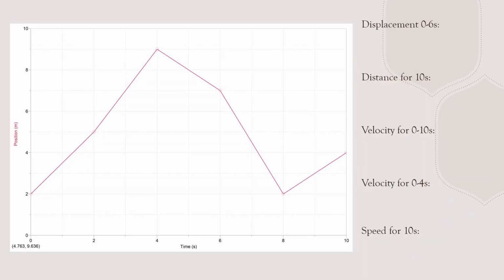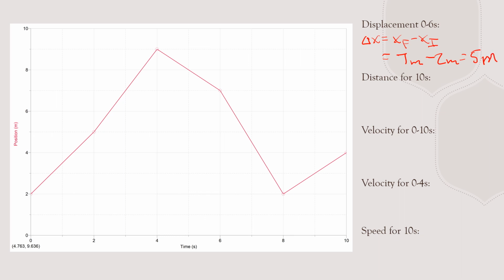So if we take a look at this graph here as an example, we solve for a couple different things here. We might solve for the displacement from 0 to 6 seconds. So that's delta x equals xf minus xi. Final position at 6 seconds, they are at 7 meters. Their initial position when the whole thing started was 2 meters. So their displacement for the entire motion would have been 5 meters.